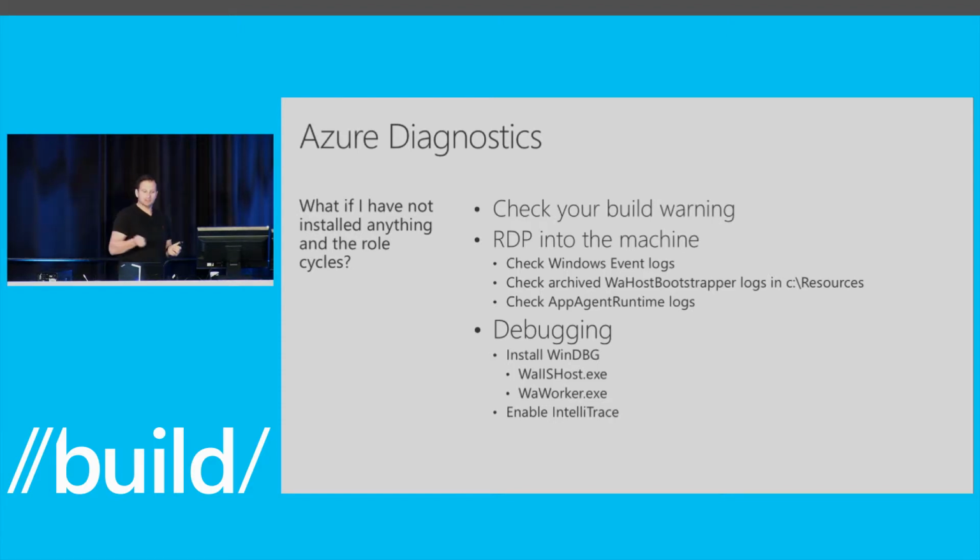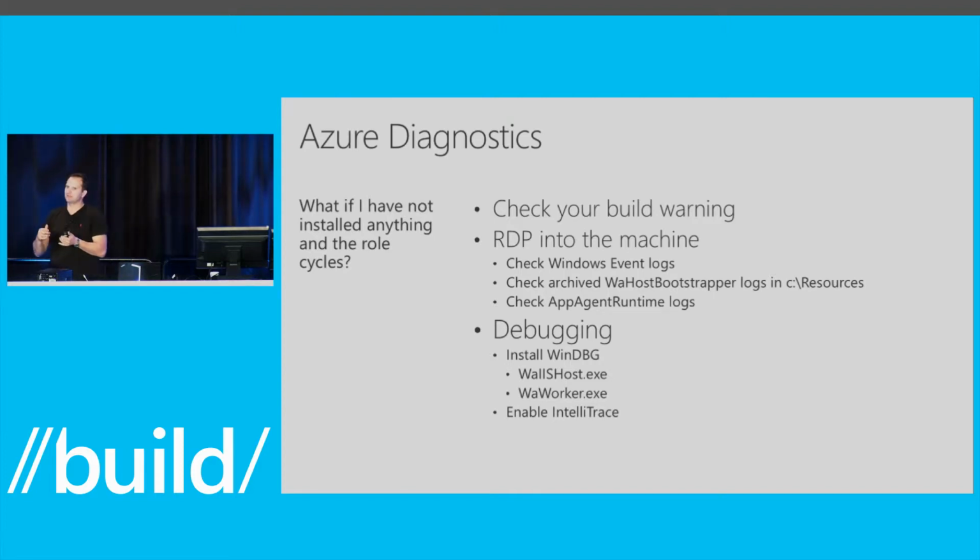And then you go into your instance, you check the Windows event logs. Usually it's a very, very good source of information, especially if something went wrong. Then you can check the WA host bootstrapper logs. They're in the C resources directory.